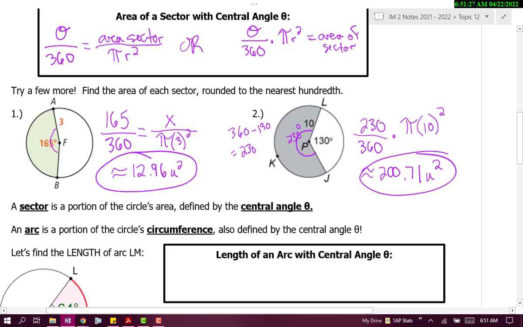Not difficult calculations. We will even give you these formulas on the test. You don't have to memorize them. Not that you couldn't, but we don't need to.